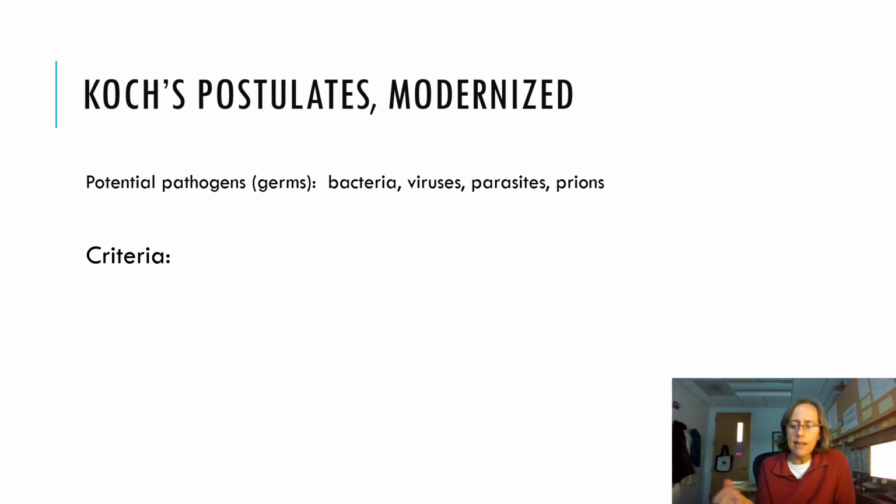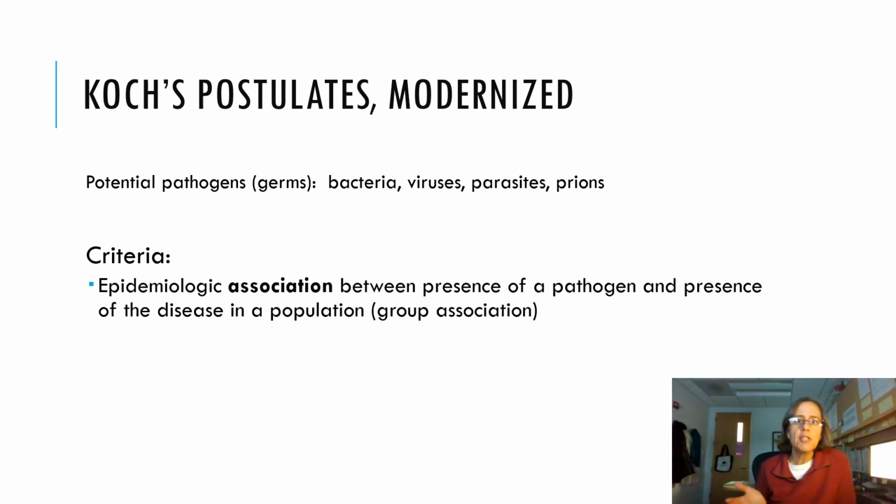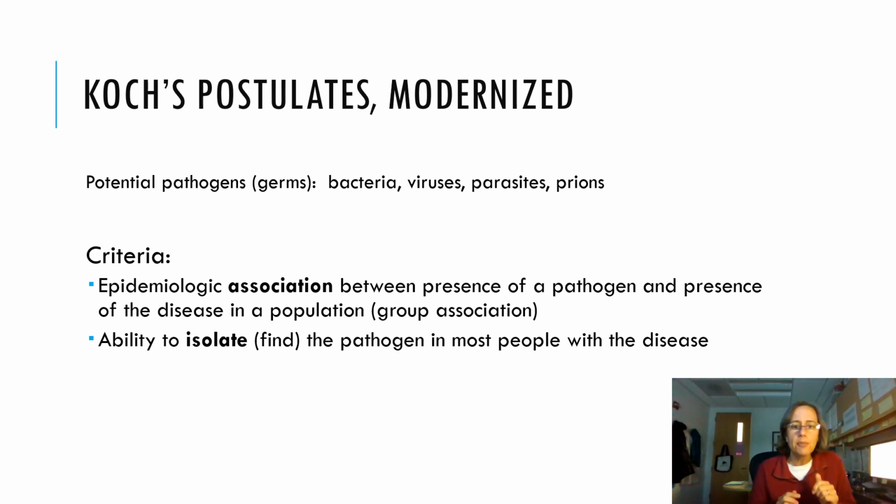Okay, so what are these postulates? This is a modern take on them. What are the criteria that you have to fulfill in order to say this germ is causing this disease? The first is you need to have this epidemiologic association, really a group association between the presence of the pathogen, the germ, and presence of the disease. If you find that most of the people who are having the disease also have the germ, then that's a pretty good indicator, but it's not enough by itself. You also have to be able to find it, not just in those populations or groups, but in actual individuals with the disease. So now taking it down to that individual level.